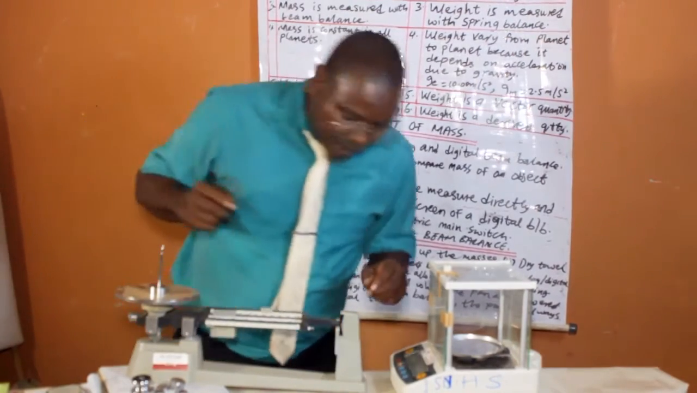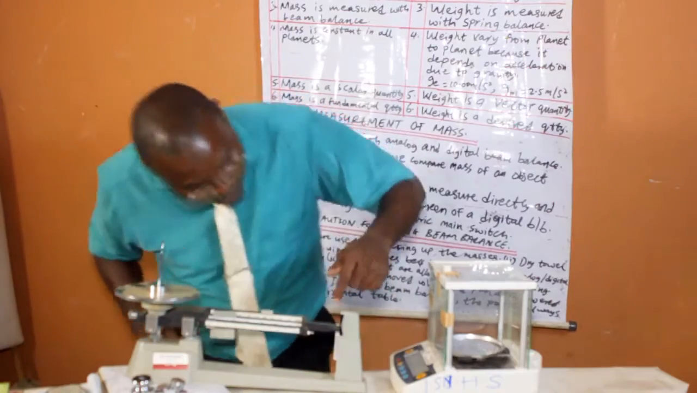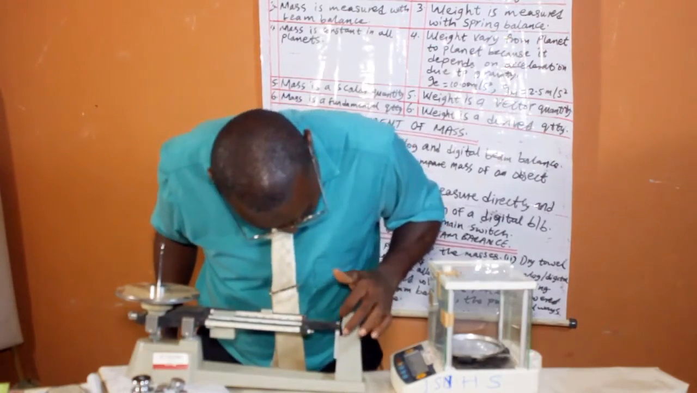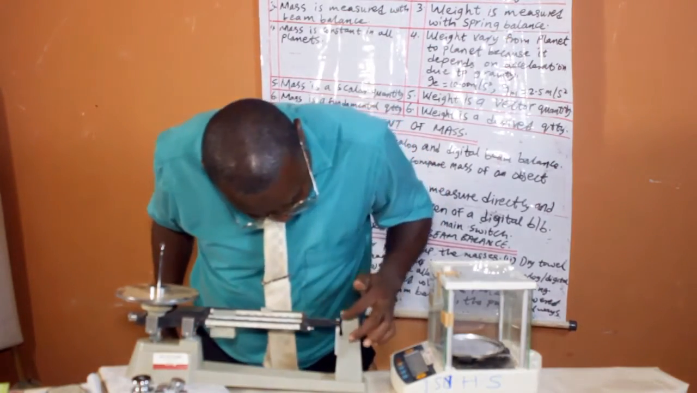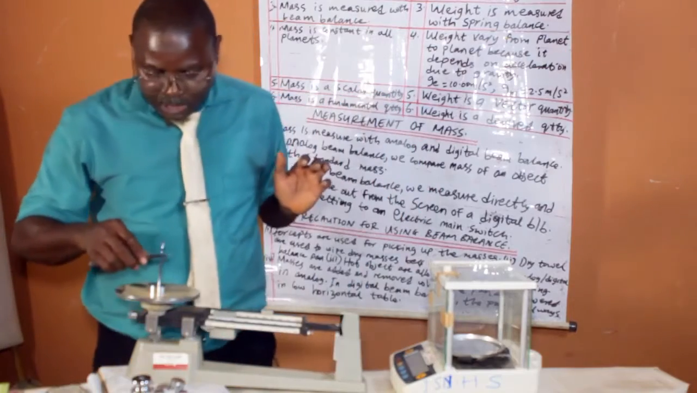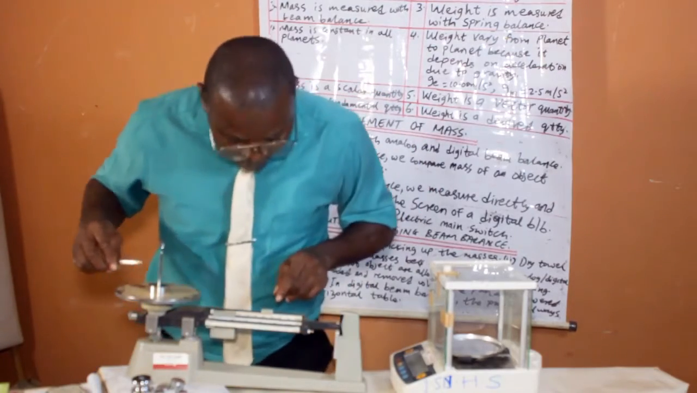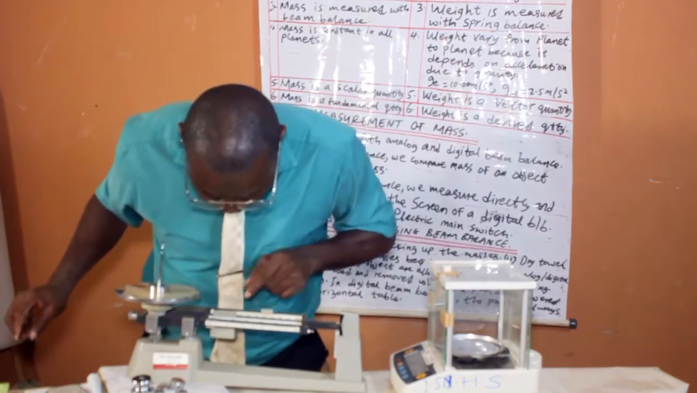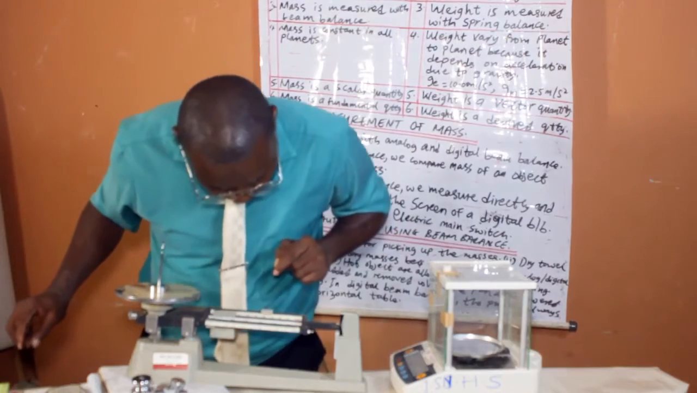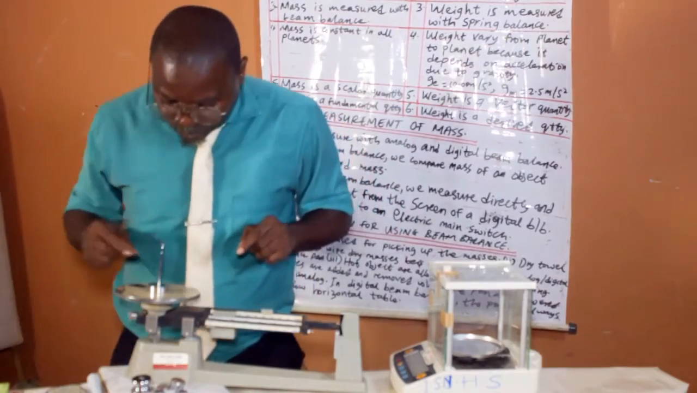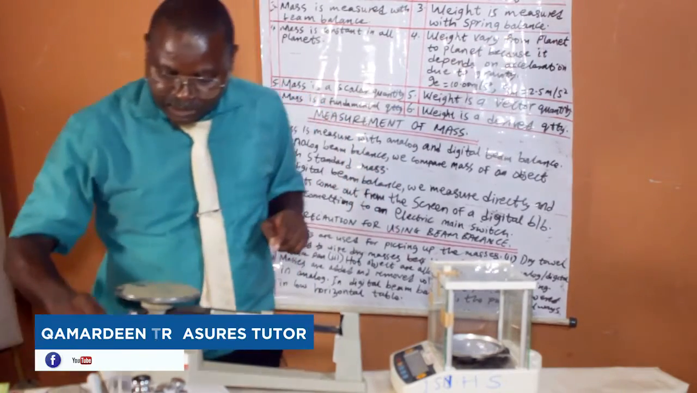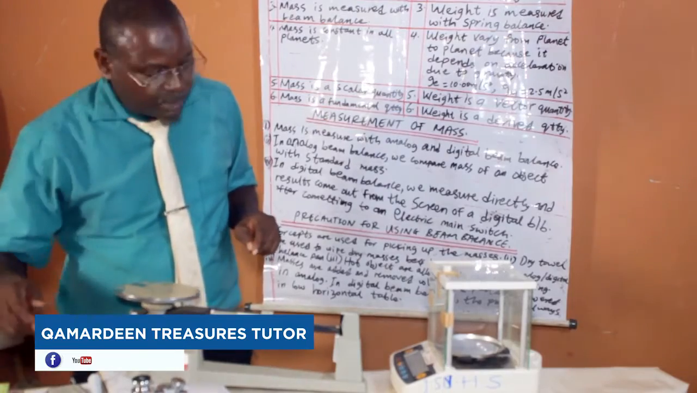So you continue to adjust it like that until this one is at 0 point. That is when you now add the value here, the value here, and the value here together. So it will give you the value of mass which you are measuring.